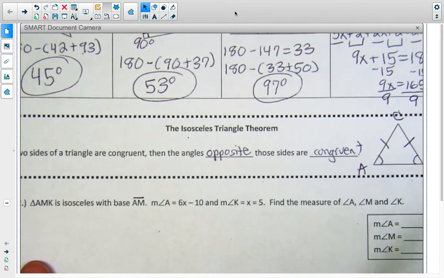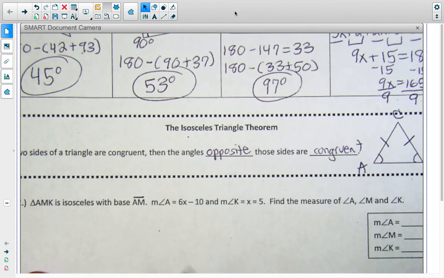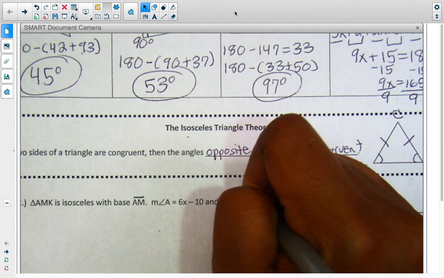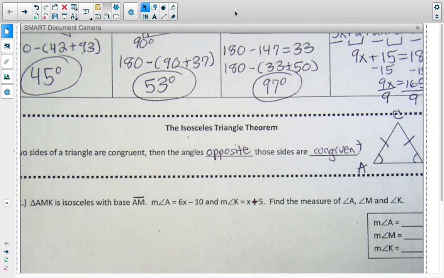Okay, example 2. Triangle AMK is isosceles with base AM. The measure of angle A is 6x minus 10, and the measure of angle K equals x plus 5. There we go. Find the measure of angle A, angle M, and angle K.